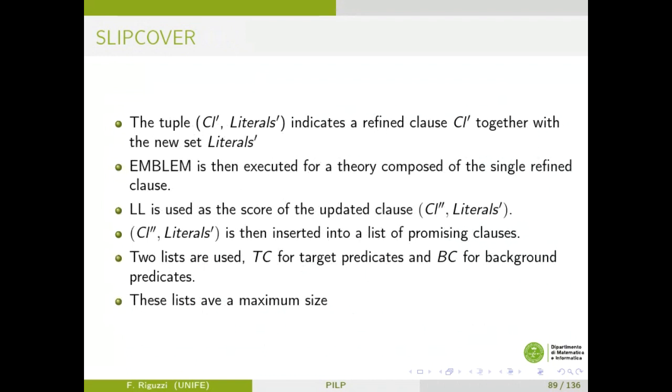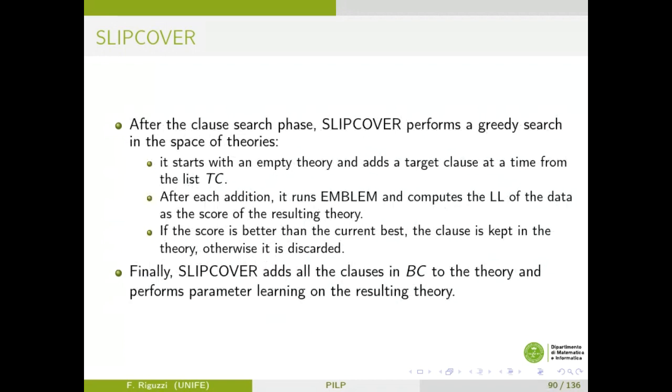Once you have added the literal, you have to score the refinement, so evaluate a heuristic function of the refinement, and this is done by performing parameter learning on a theory containing the single clause, using EMBLEM. EMBLEM returns the updated parameters and the log likelihood of the examples, which is used as the score of the clause. All clauses so scored are inserted into a list of good candidate clauses, which has a limited size and is kept in order of log likelihood or heuristic.